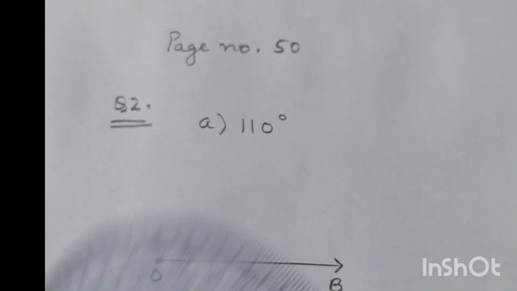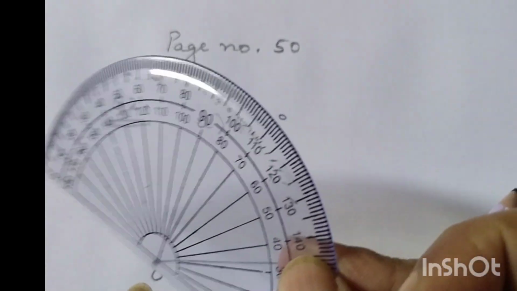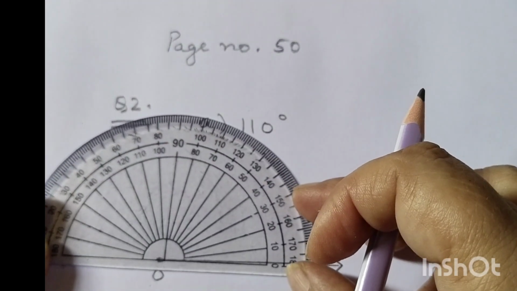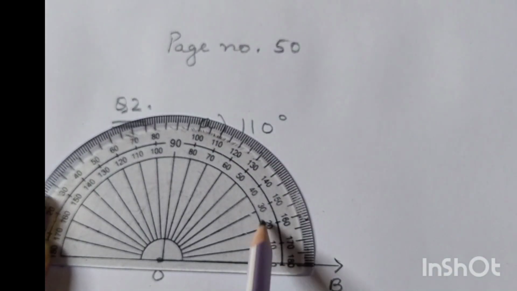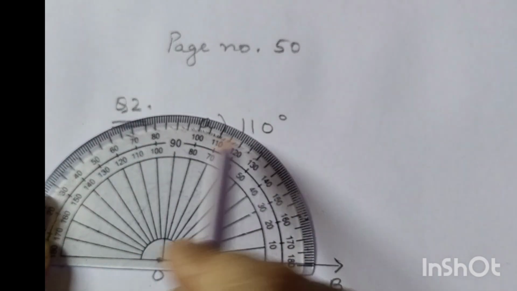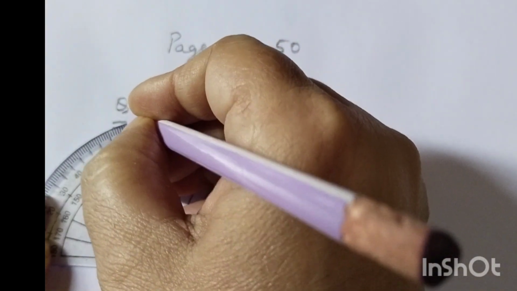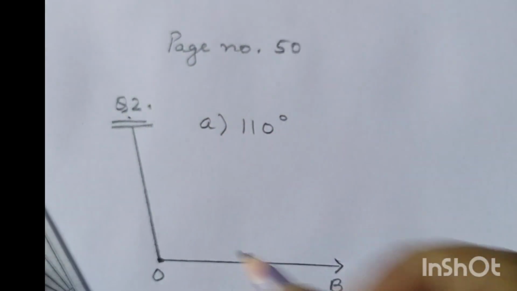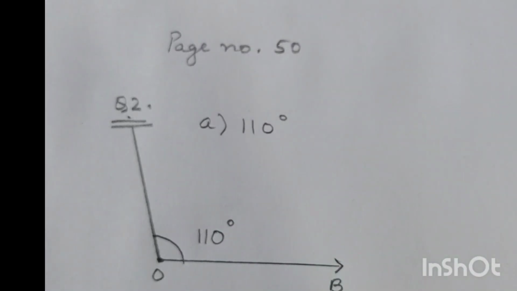Then put the center of your protractor on the vertex O and the zero line on the ray OB like this. Now from here start counting from 0. You have to make the angle of 110 degree. So from 0 come here at 110. Mark the point. Then join these two dots. You will get the angle of 110 degree. In this way, you can make other angles also.